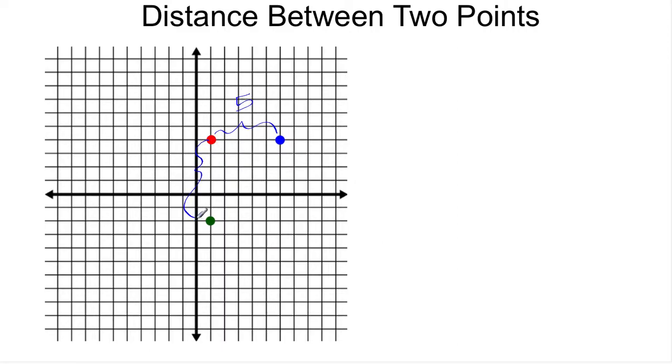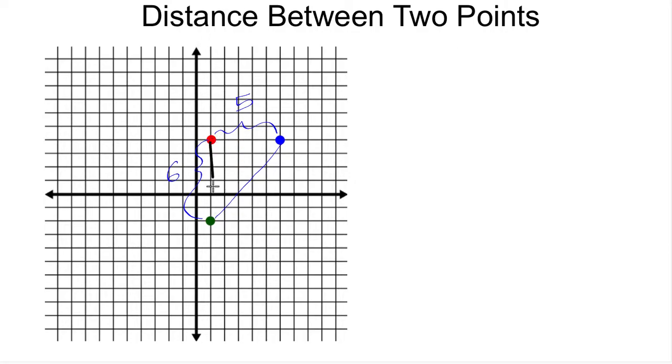If I want to count the distance between the red and the green point, again I count 1, 2, 3, 4, 5, 6. That's 6 spaces. Now what if I want to find the distance between the green point and the blue point? Well, we can't just count because this is not a value of 1.